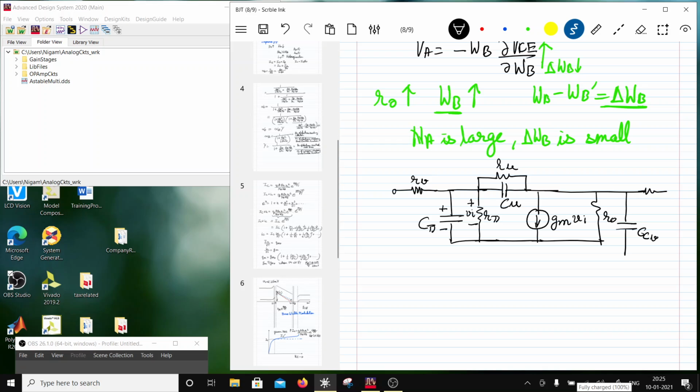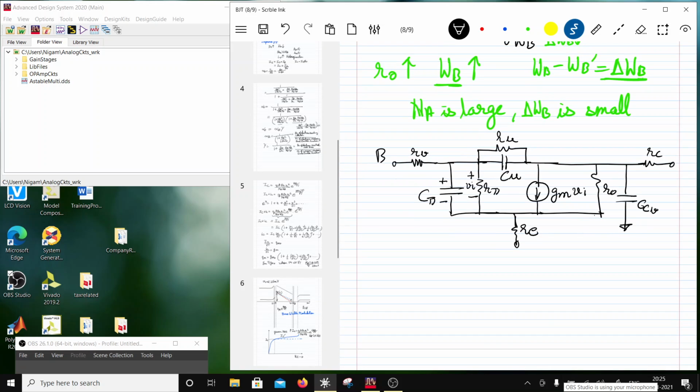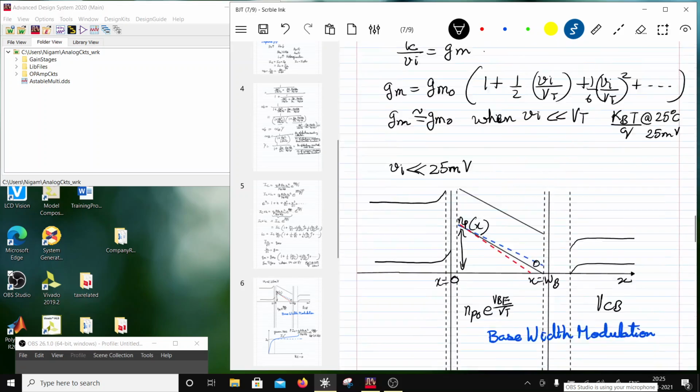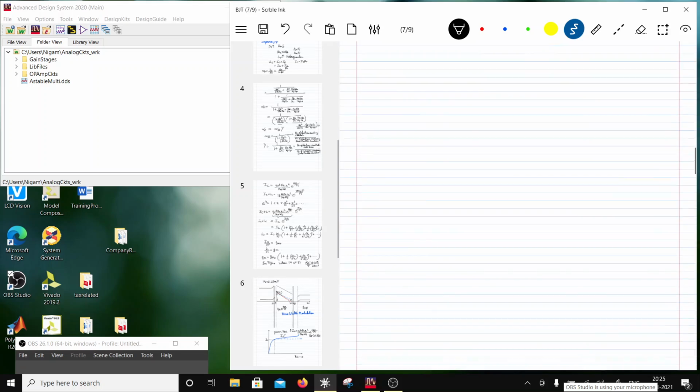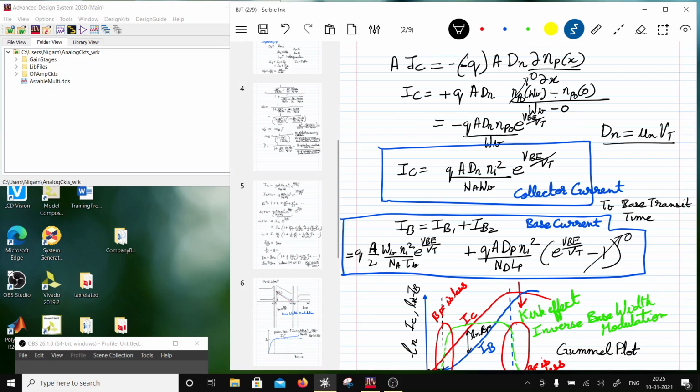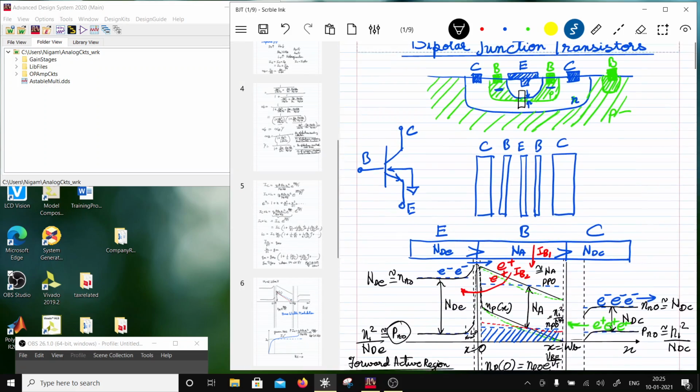Then you are going to have extrinsic collector, RC, and then over here RE, extrinsic, right? So this is your base, this is your collector, this is your emitter. Now in a physical device you can see that there is a sub collector. So let me come here. Let's look at the construction of the device.